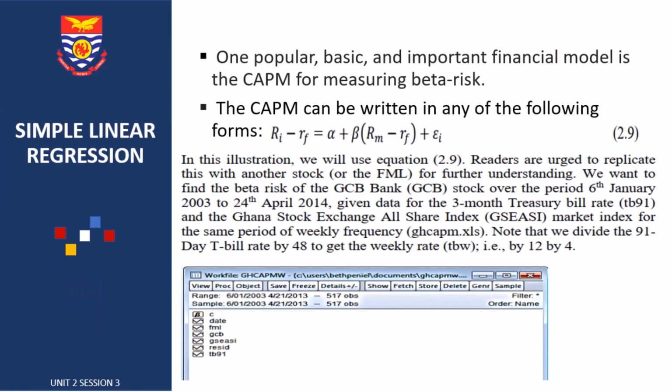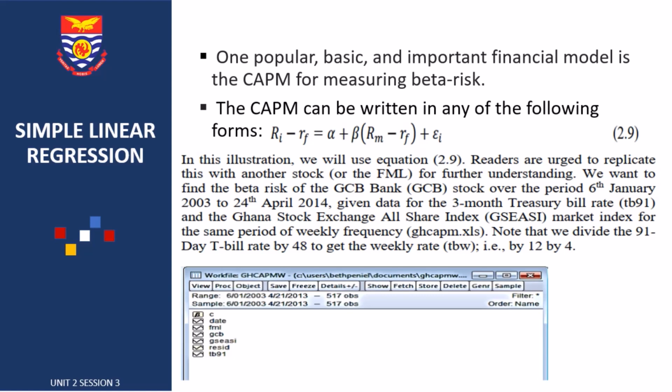Simple linear regression. By simple linear regression, we are simply saying that we are establishing a relationship between two or more variables, that is, between a regressand and a regressor or regressors, where the relationship is termed to be linear. That is, we can draw a straight line to explain the relationship between these variables. One popular, basic and important financial model that we mostly use in model estimation is the CAPM, that is the capital asset pricing model.